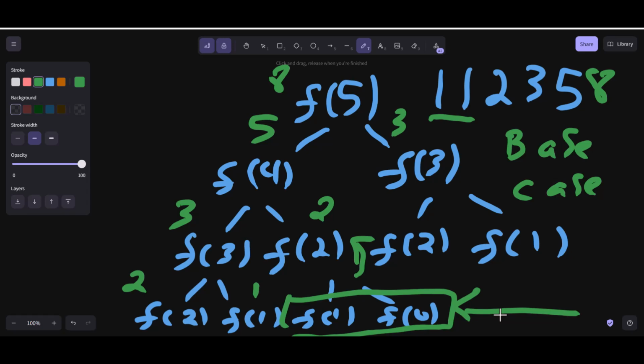The base cases are where you just know what they are. F of 0 is 1. F of 1 is 1. That's because the first two numbers in the Fibonacci sequence are 1. So I do know what f of 1 and f of 0 are. If I know what f of 1 and f of 0 are, then I know what f of 2 is. If I know what f of 2 is and f of 1, then I know f of 3. If I know f of 3 and f of 2, I know f of 4. Then f of 5. It bubbles all the way back up.